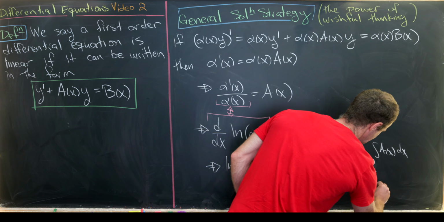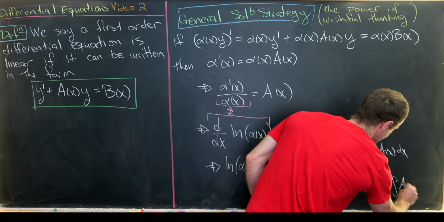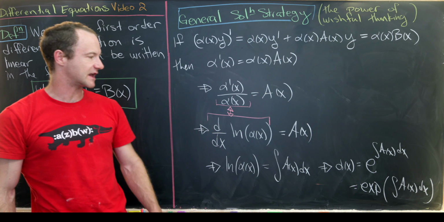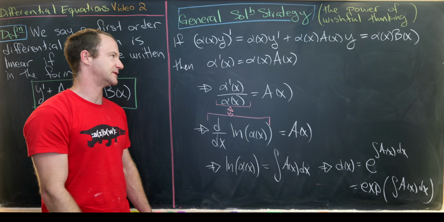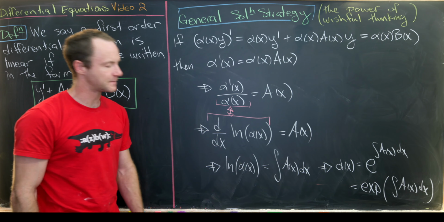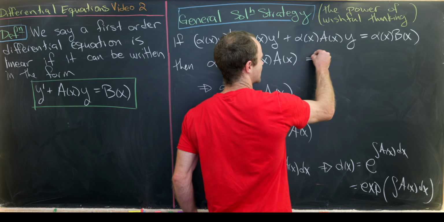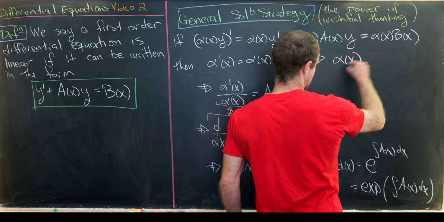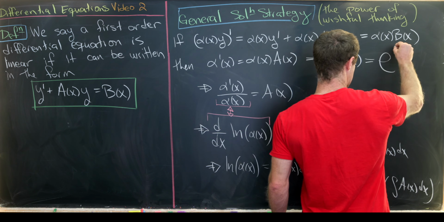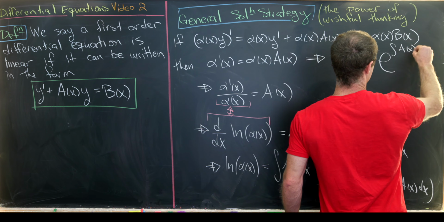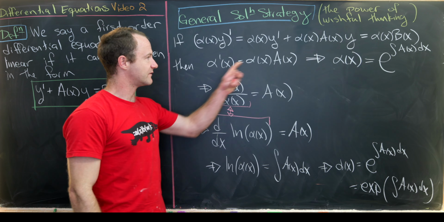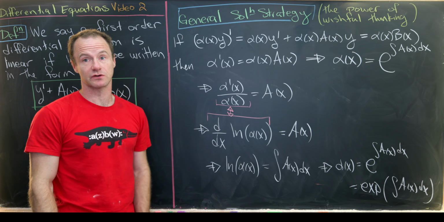Sometimes that's written as exp, antiderivative of a of x dx. So things are looking fancy. We've got an antiderivative within an exponential function, so that's pretty cool. Okay, so now let's summarize that right here. So properly, we have alpha of x equals e to the antiderivative of a of x dx. Okay, so now that we've got that, we're ready to finish this general solution off.